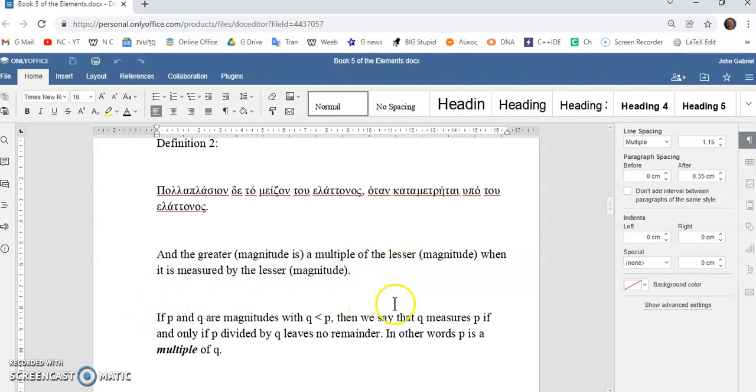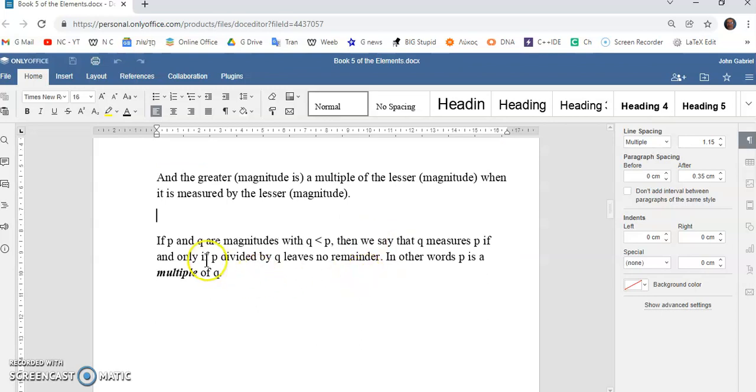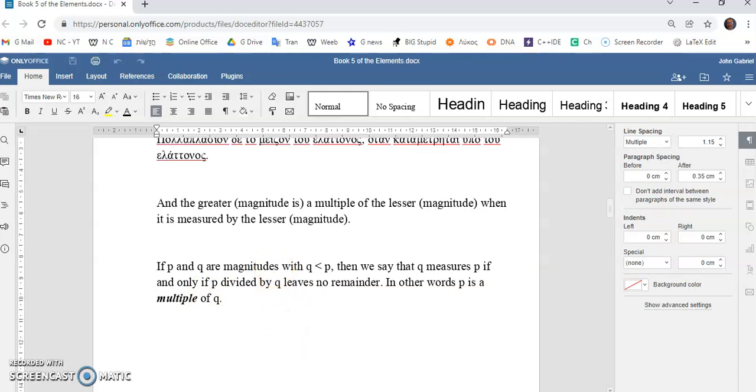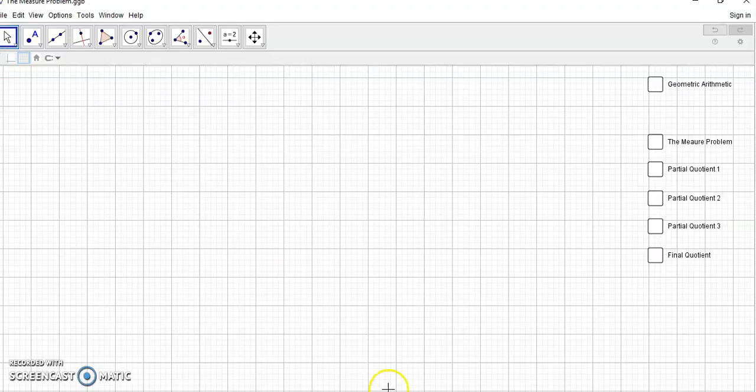Okay, so of course the greater can also measure the lesser, but it'll be parts of the greater, or equal parts rather, of the greater. So if P and Q are magnitudes with Q less than P, then we say that Q measures P if and only if P divided by Q leaves no remainder. In other words, P is a multiple of Q. Okay. So this is what the measure problem is about.